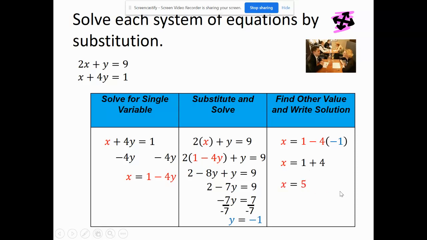So I'm almost done because you still have to write the answer. Now the question is, is the answer negative 1, 5, or is it 5, negative 1? Well, you always write letters in alphabetical order. X comes before y. So the answer is 5, negative 1. That was how we solve each system of equations by substitution.